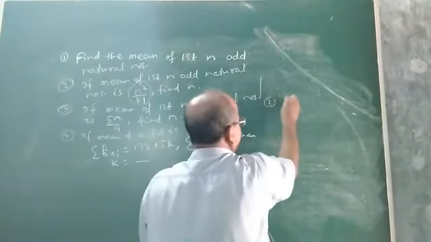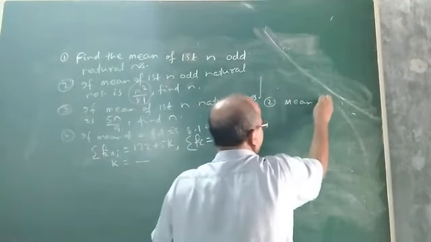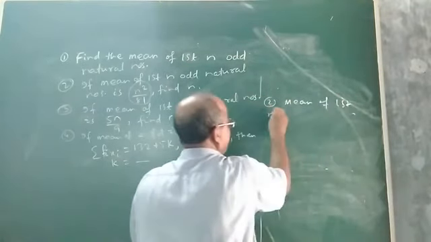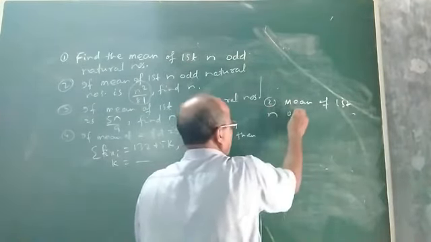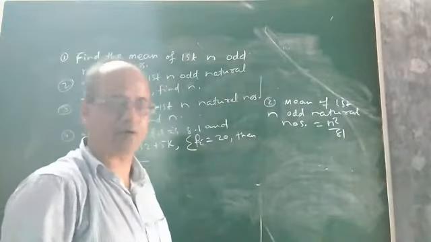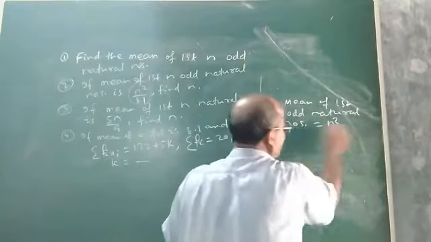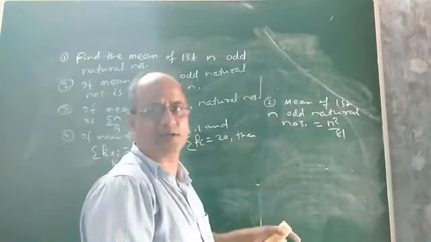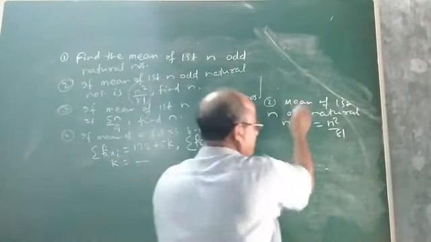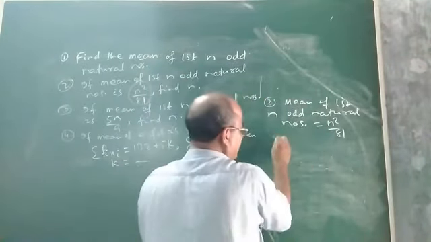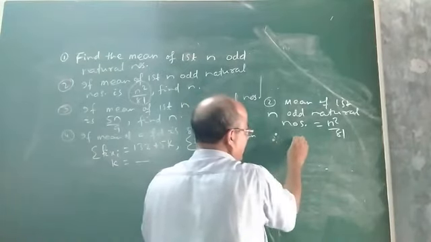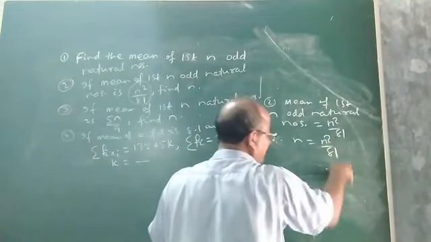The mean of the first n odd natural numbers is given as n square by 81. And we have to find the value of n. Now what is the mean of the first n odd natural numbers? I just discussed, it is equal to n. Therefore, n equals n square by 81.